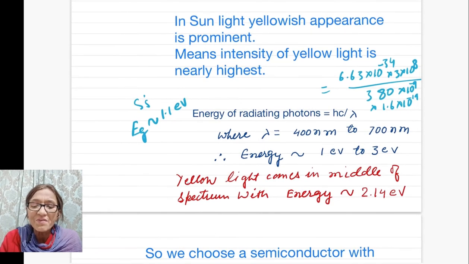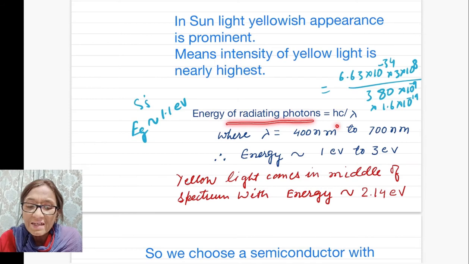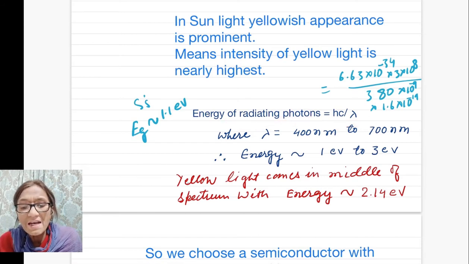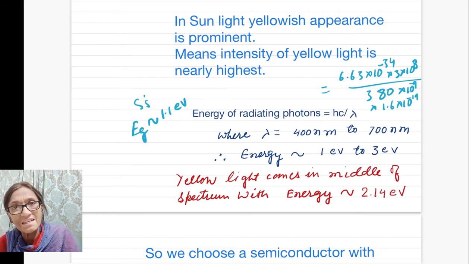So now let us find the energy of a photon. Energy of a photon is equal to hc by lambda. When you put the value of Planck's constant 6.63 into 10 to power minus 34, value of c 3 into 10 to power 8, and wavelength of visible light, which nearly varies from 400 nanometer to 700 nanometer, or in some books it is written that it is nearly equal to 800 nanometer.